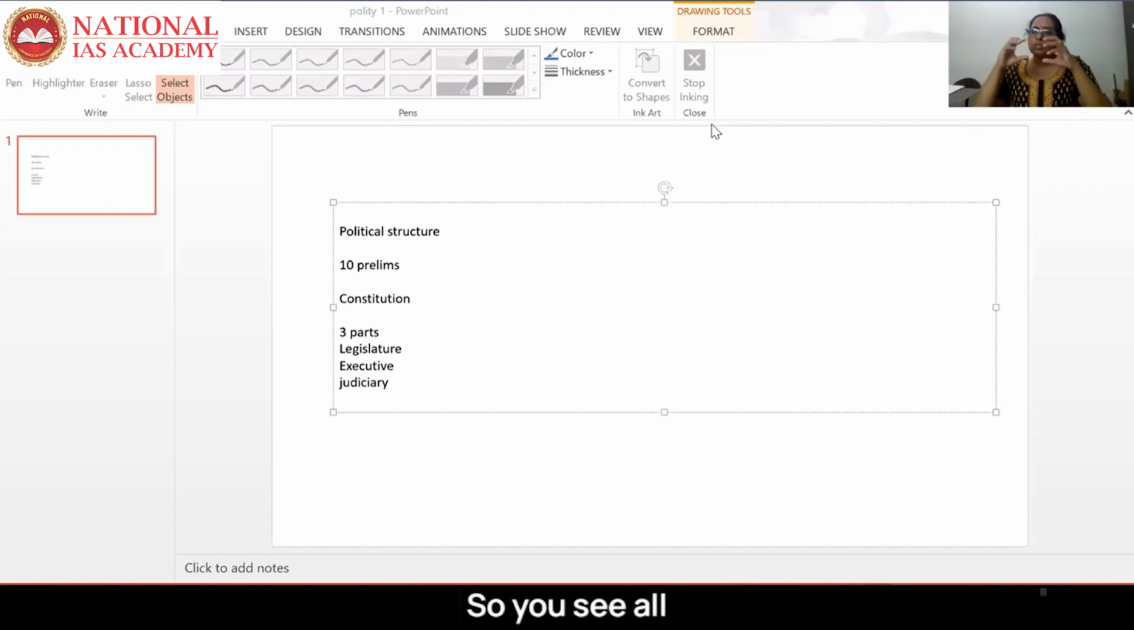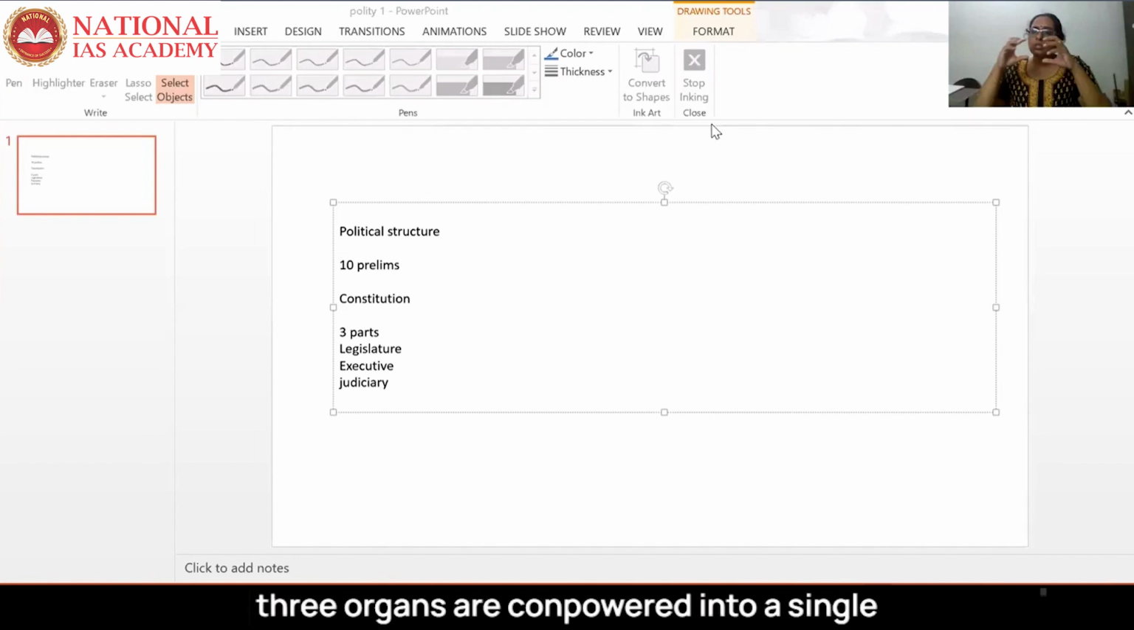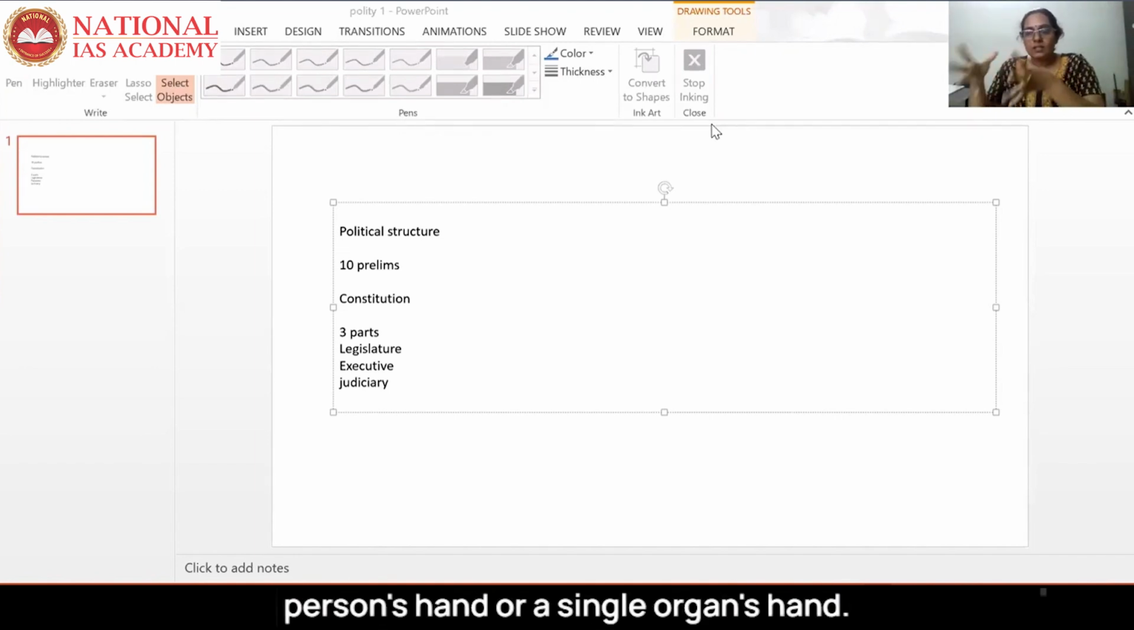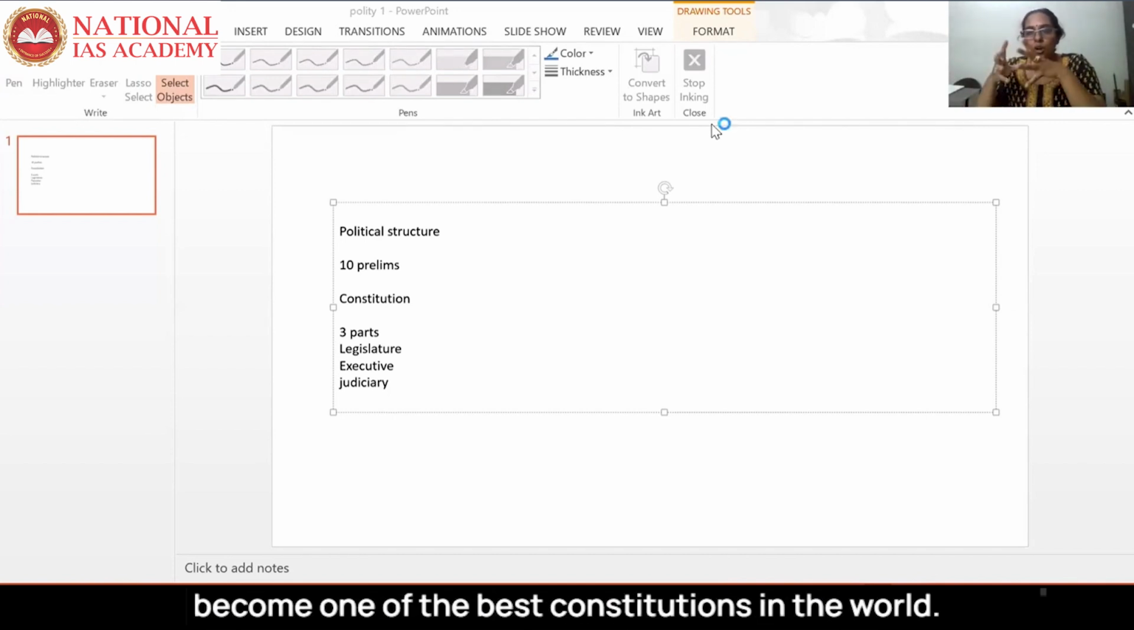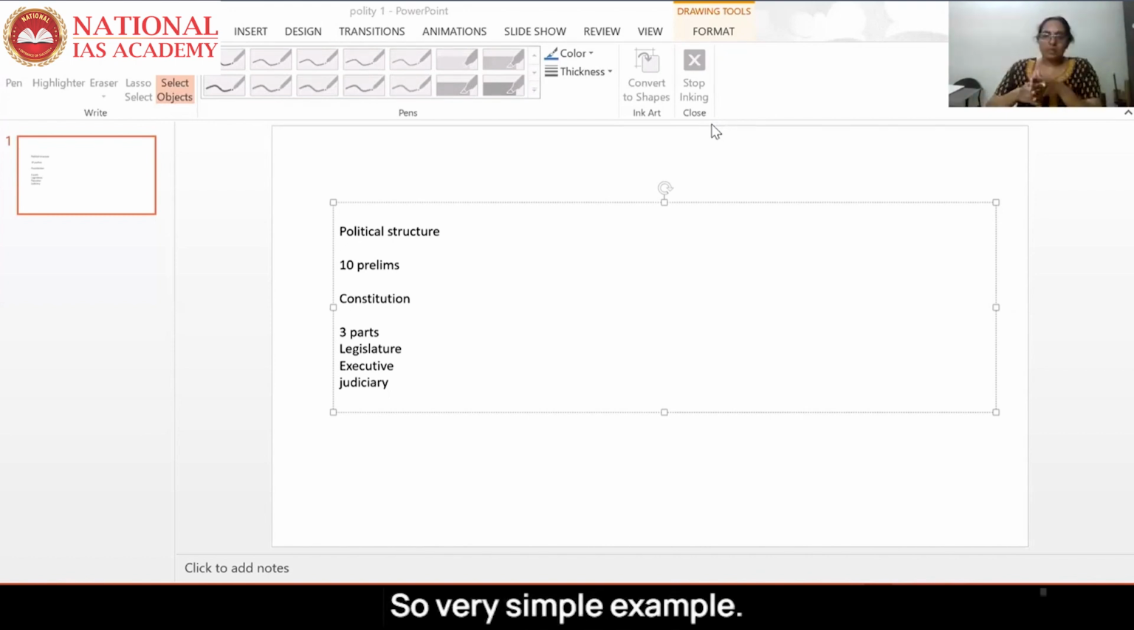So you see, all three organs are kept in check, so that power is not concentrated into a single person's hand or a single organ's hand. That is how your Indian constitution has become one of the best constitutions in the world. So, a very simple example.